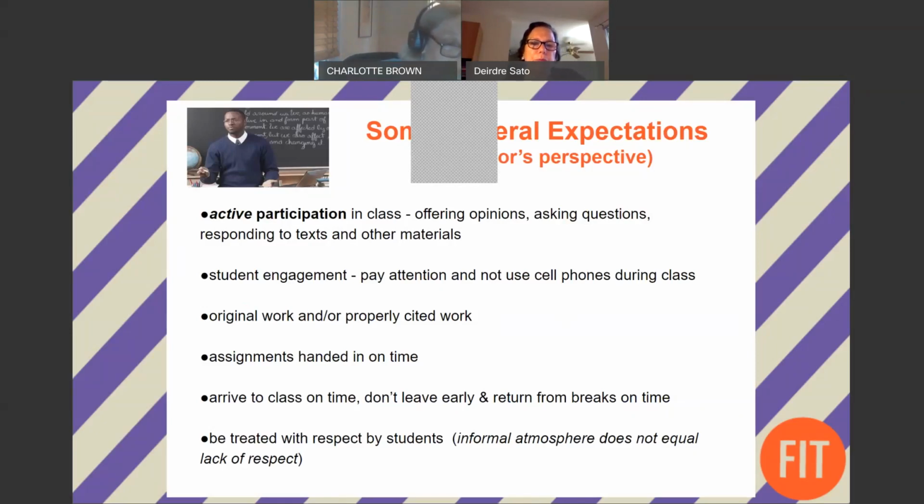Arriving to class on time, whether it is face-to-face or online, is important out of respect to the professors and your fellow students. Late arrivals can be very disruptive. This applies to returning from breaks as well. By the same token, students should not leave classes early, but rather wait until the professor dismisses the class. And last but not least, professors expect students to treat them and other students in the class with respect. I would just like to reiterate that an informal teaching style does not give anyone permission to be disrespectful. All of these expectations apply both face-to-face and remote or online classes.